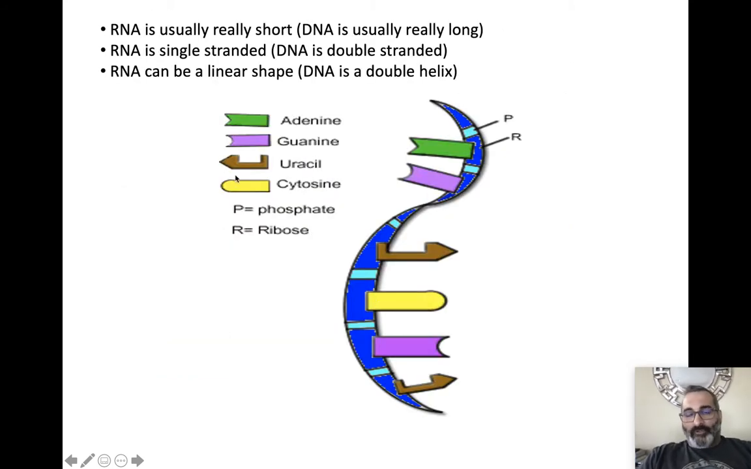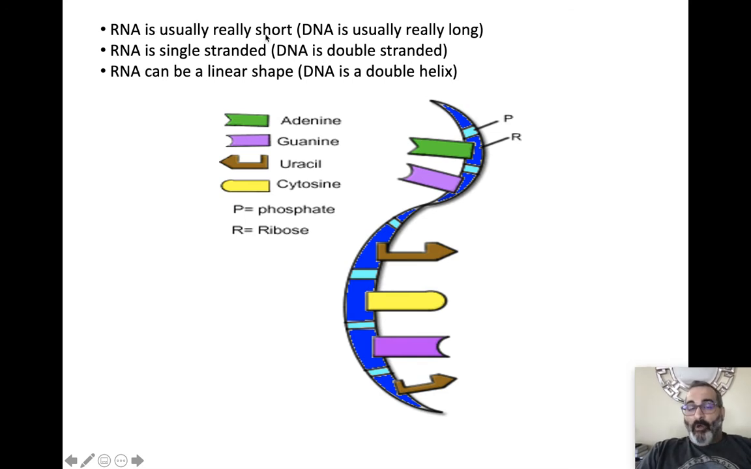RNA, it's small. It's usually short. DNA is very long. That's a structural difference. DNA is really big. It's so big it cannot leave the nucleus. RNA is small. It can leave the nucleus. RNA is one strand. DNA is two strands. So RNA is a single-stranded molecule. DNA is a double-stranded molecule. RNA is usually a linear shape. DNA twists up into a ladder. Okay, so RNA can be linear. DNA is a double helix. RNA is single. DNA is double.